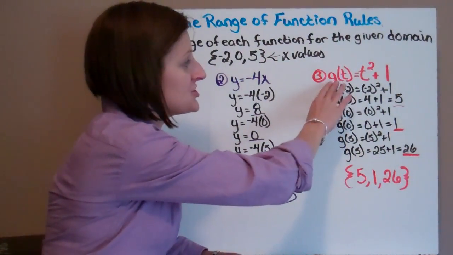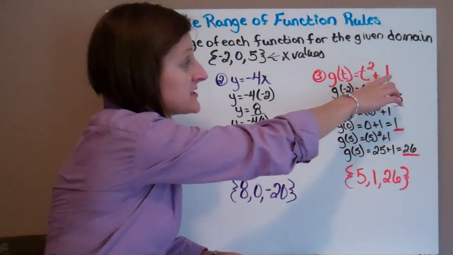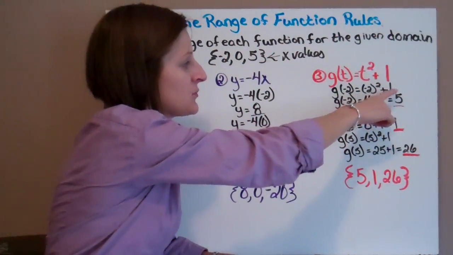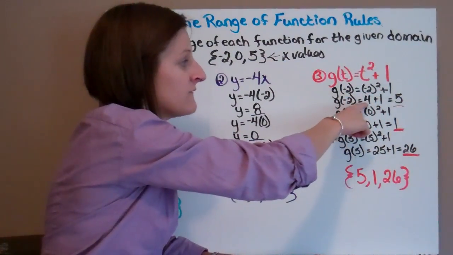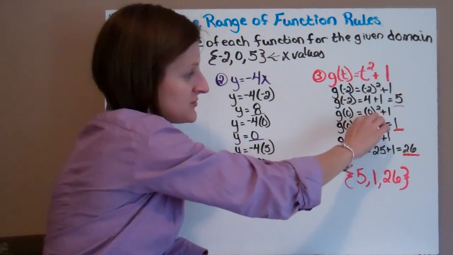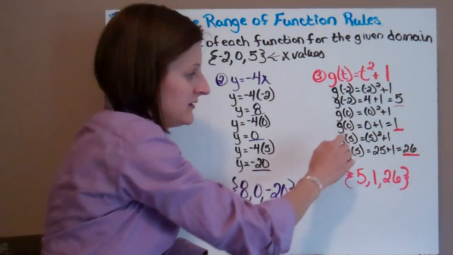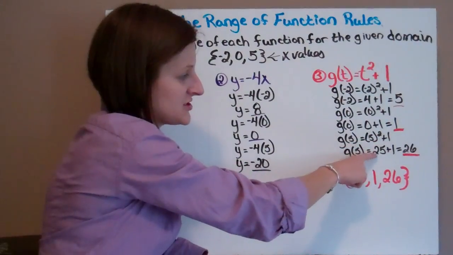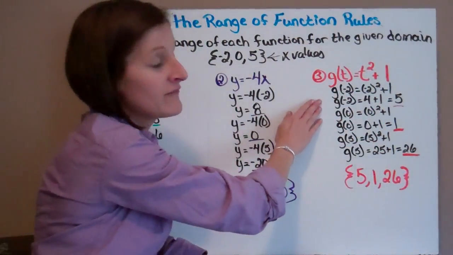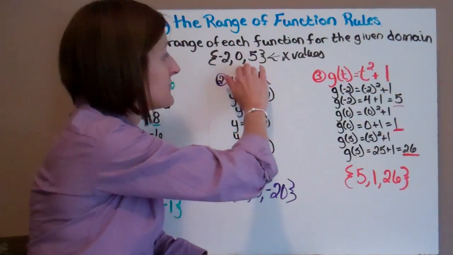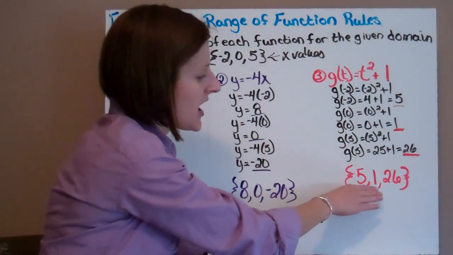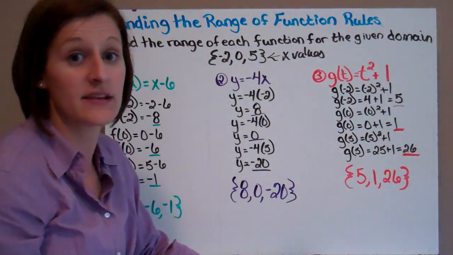For this third one, g of x equals x squared plus 1. I'm going to plug in each one. So I'm going to do negative 2 squared plus 1. Negative 2 squared is 4. 4 plus 1 is 5. There's one of them. 0 squared plus 1. So 0 squared is 0. Plus 1 is 1. Then I do 5 squared, which is 25. And 25 plus 1 is 26. So my domain for number 3 is going to be negative 2, 0, 5. What we get out for our range, my answer is 5, 1, and 26. And that is all you have to do.